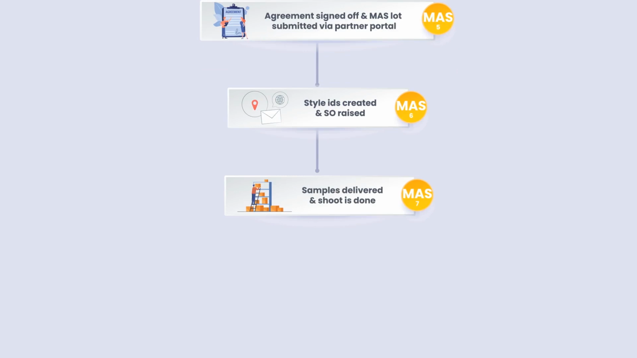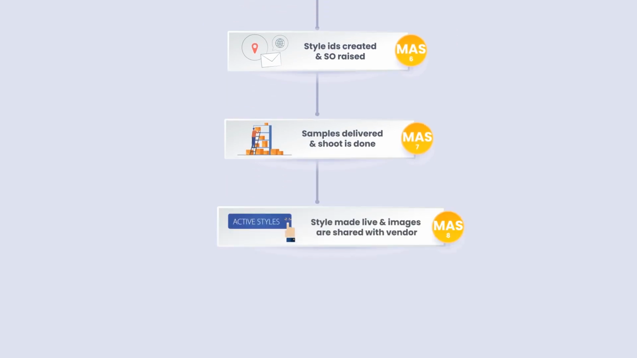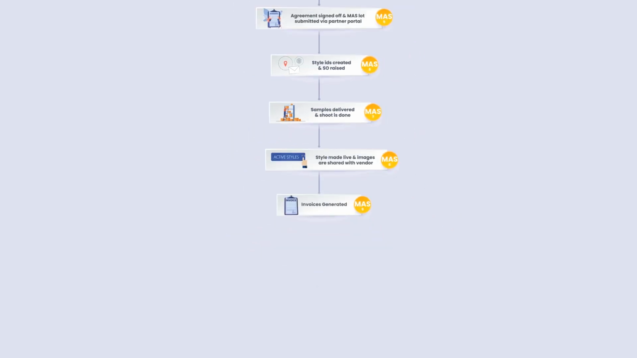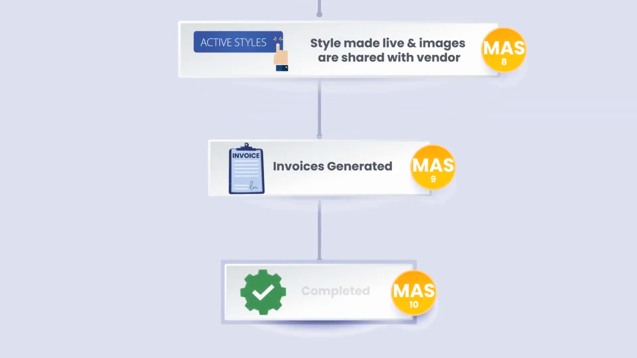Myntra team will shoot the products and make the styles active. Raw and edited images will also be shared and invoices will be generated in the subsequent month and photo shoot charges will be adjusted to the vendor sales account. And the process will end here.